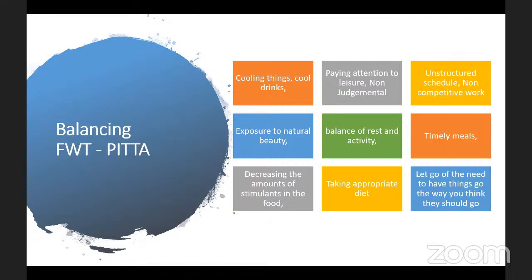And the most important thing is let go of the need to have things go the way you think they should go. Pitta people, they want everything to happen in a certain way, which they think is right. So they have to let go of that need of thinking that things should happen as I think.